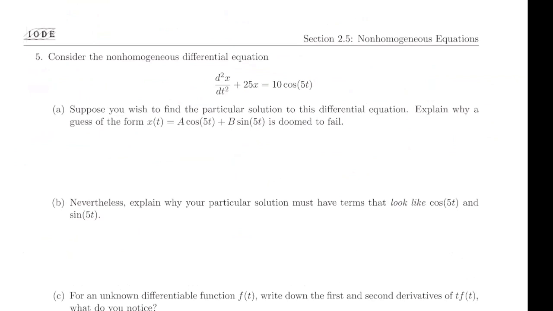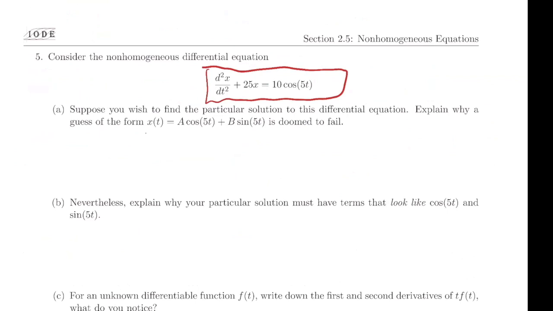so let's now consider a differential equation that looks like this in question number 5. So now we've changed the left side of the differential equation. So we've got the second derivative of x plus 25x equals 10 cosine 5t.